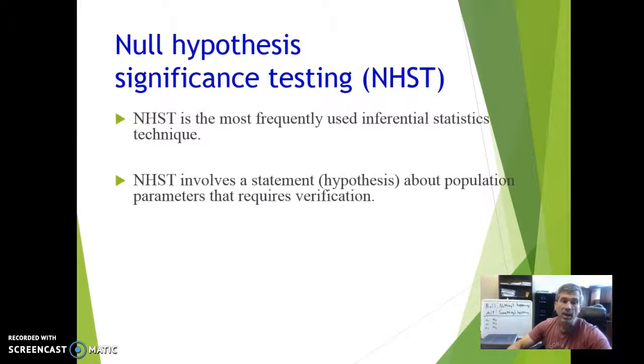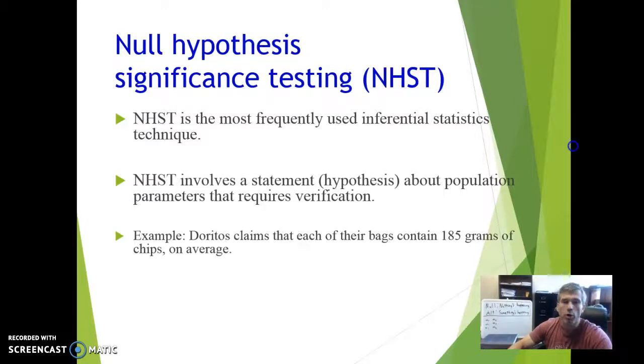So again, when we run a null hypothesis significance test, we start with some kind of a hypothesis. A hypothesis is a statement. Really, it's a prediction because we don't know it, but it's a statement about population parameters. Those parameters are almost always going to be population means, the mu's. That statement requires some kind of verification. We're looking to test it, basically, see if it's supported or not.